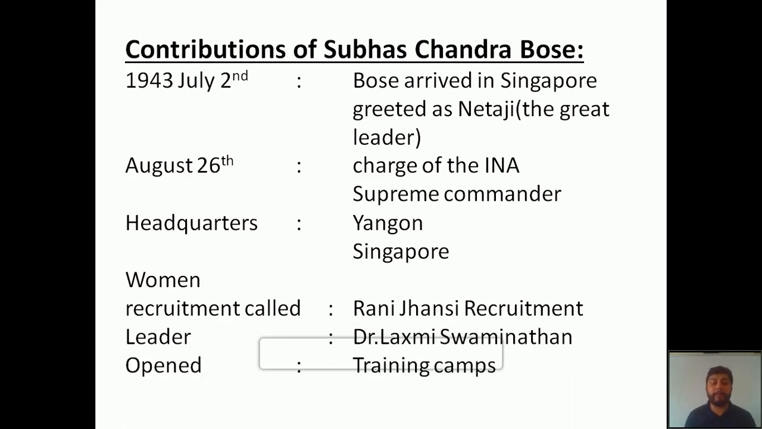and he appointed Dr. Lakshmi Swaminathan as the leader of the Rani Jhansi Recruitment Center, and he opened a number of training camps and recruitment camps. And there he had only one intention, that was to recruit the Indians, especially those who were living outside the country, to fight against the British. That was his main intention behind opening these kinds of training camps and recruitment camps.